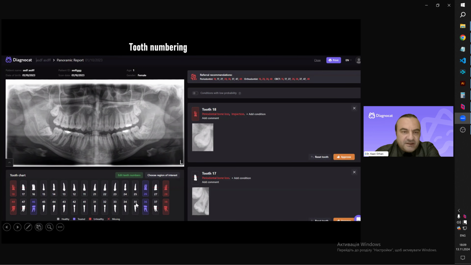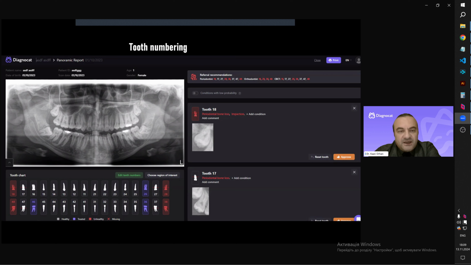When you feed the OPG into the DiagnoCAT, you can see what is healthy, what is missing, what is unhealthy, and what should be a concern. And not only showing, but also giving a report to you. This is quite important because as dentists, we are always telling our patients what is missing there, what is a pathology and so on.